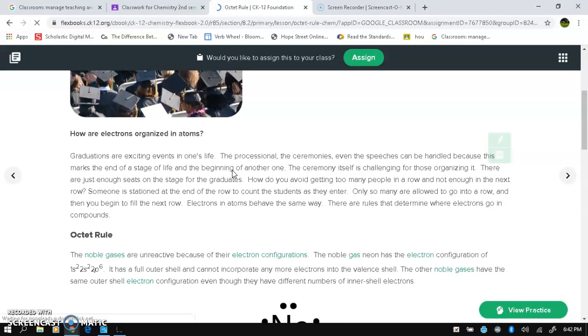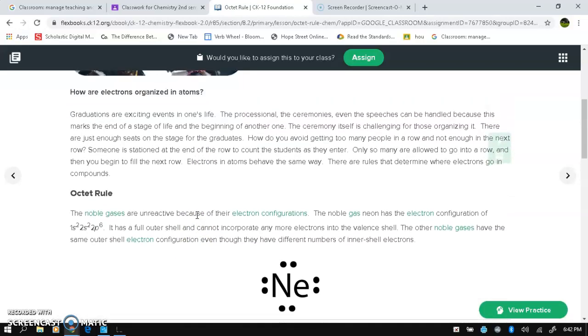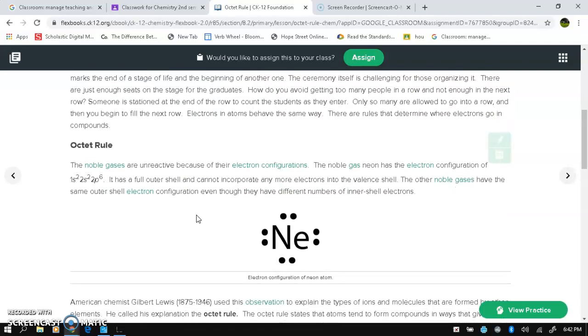Okay, so you have the octet rule. They go through a quick ceremony, and it's basically our noble gases. Our noble gases are very, very important. If you notice here, neon, helium does not follow it because it just goes to 2, but its energy level is full. Then it goes to neon, argon, krypton, xenon.